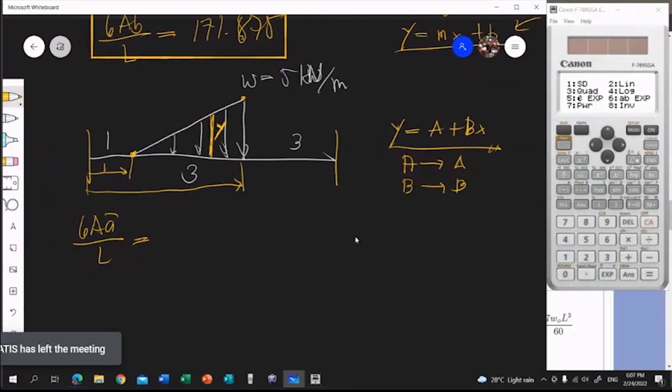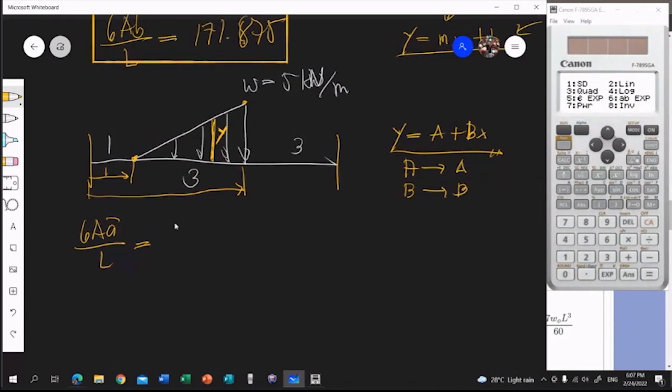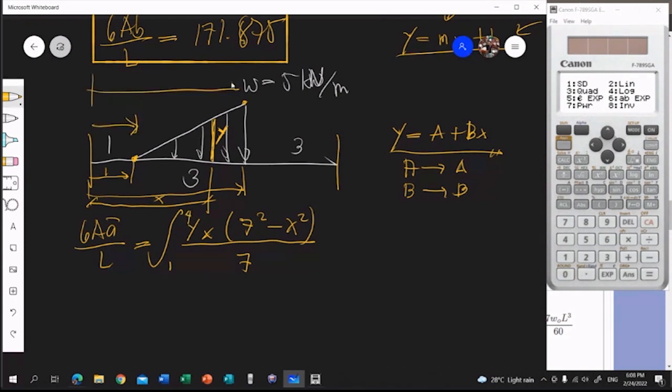Okay, nakita na natin ang magnitude ng y and that is a plus bx. Na-store na natin ang value ng a to A, na-store na natin ang value ng b to B. Okay? Butang ko dito. Y times what's the distance of this one? What is this distance? We don't know that distance, diba? That's why x ito. Y times x times L, which is, what's the value of L? 7 squared minus x squared all over 7. What's the limit? From 1 to 4.